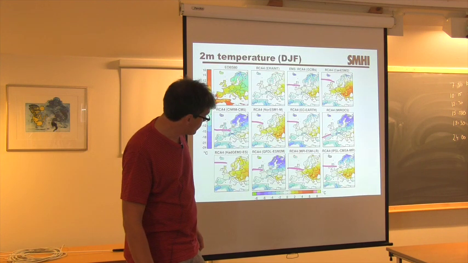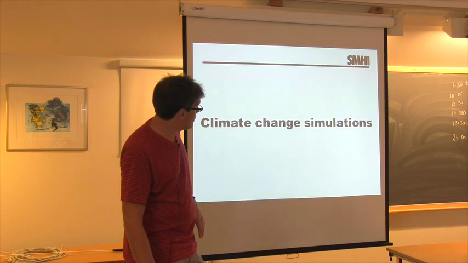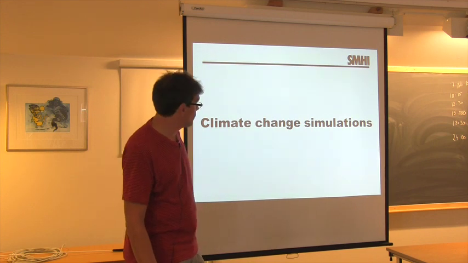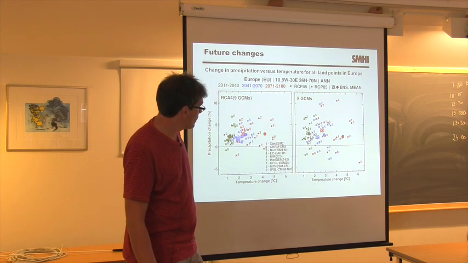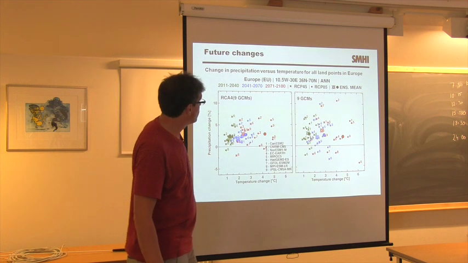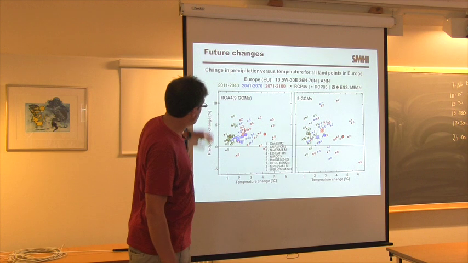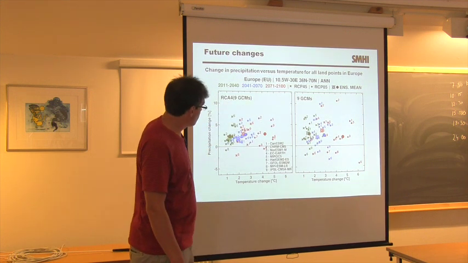Okay, so that was something about the historical simulations, the driving GCMs, and then I will just quickly show some results from what these models show. This is now scatter plots showing, for all of Europe, changes in temperature and precipitation. This is with the regional model, driven by these nine different global climate models.